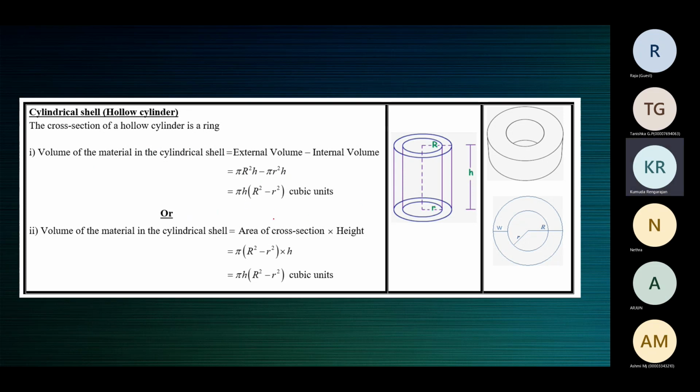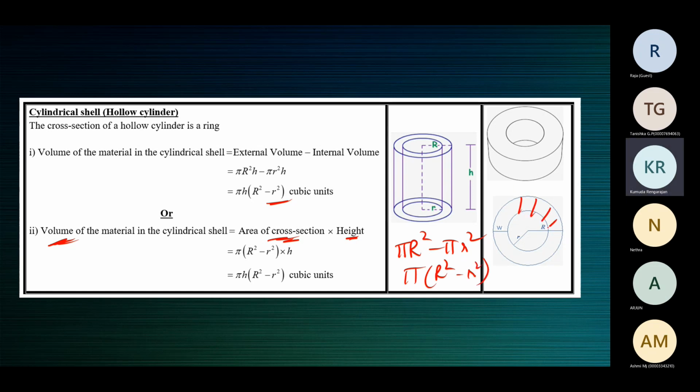When you take pi h common, it is pi h into capital R square minus small r square cubic units. Or you can even say the volume of the material is, because volume is always area of the uniform cross section into height. And what is the uniform cross section? It's a ring. We understood that many rings, if you place them like this, you will get a hollow cylinder. And how do you find the area of a ring? It's the area of the outer circle minus the area of the inner circle, which is pi R square minus pi r square.